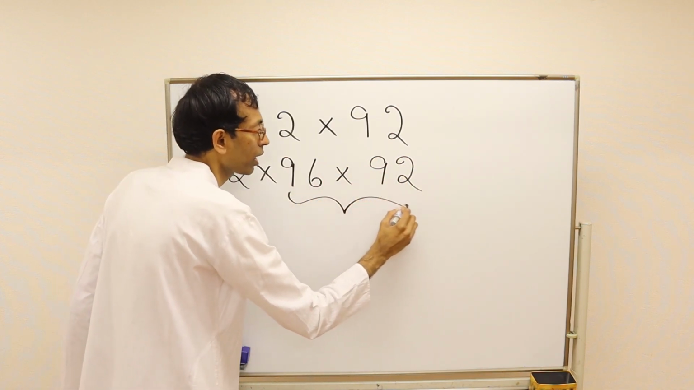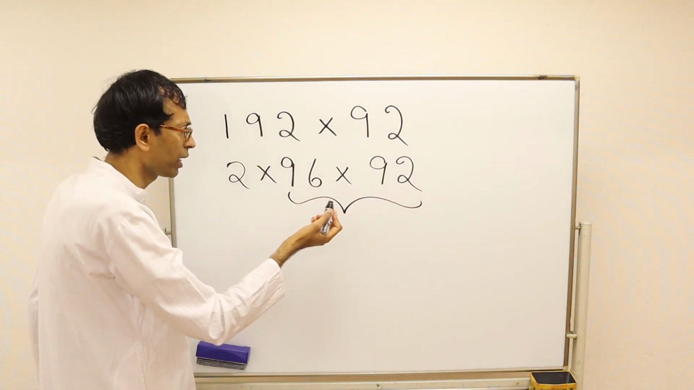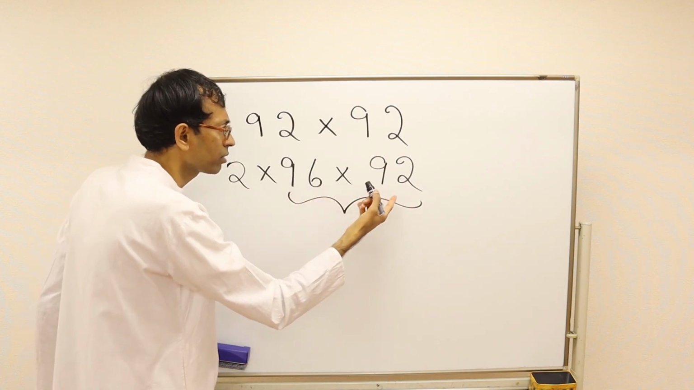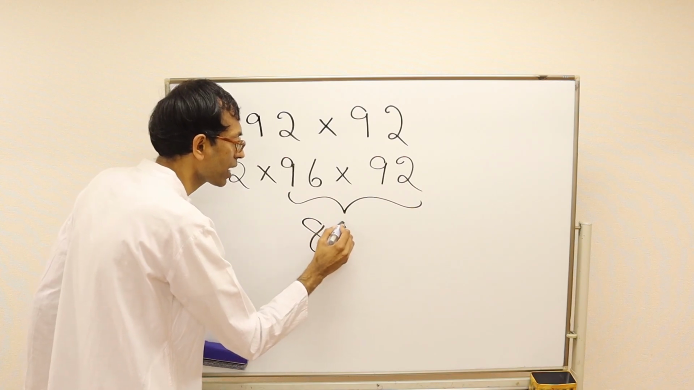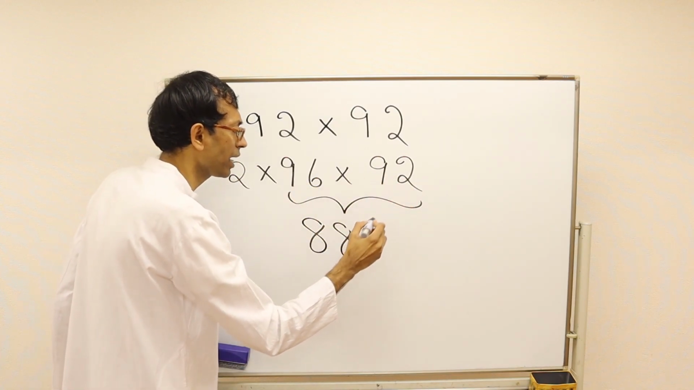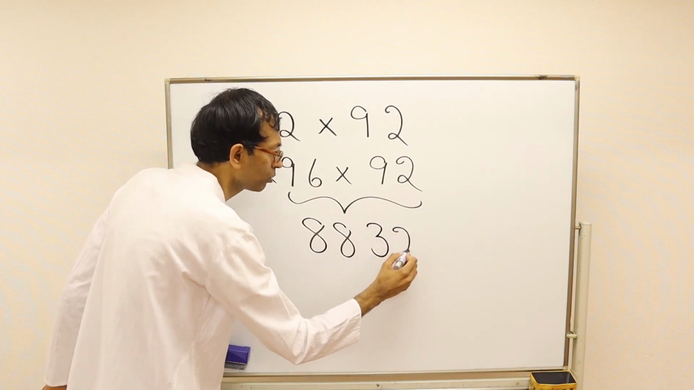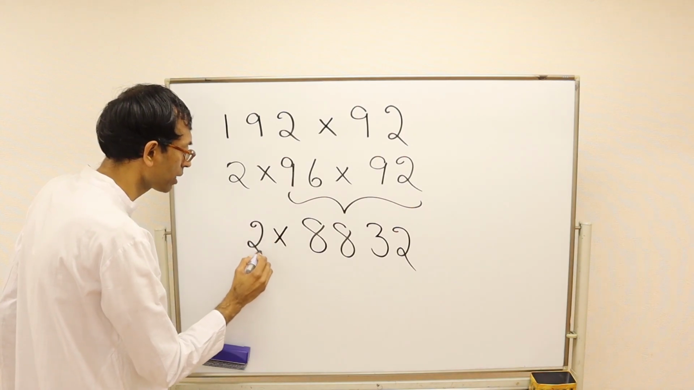So this part we can do the regular base multiplication. So how much is this? It's very easy. 96 minus the proximity here, which is 8, is 88, and then multiply the proximities. 4 and 8, you multiply them, you get 32, and now we have to multiply by 2.